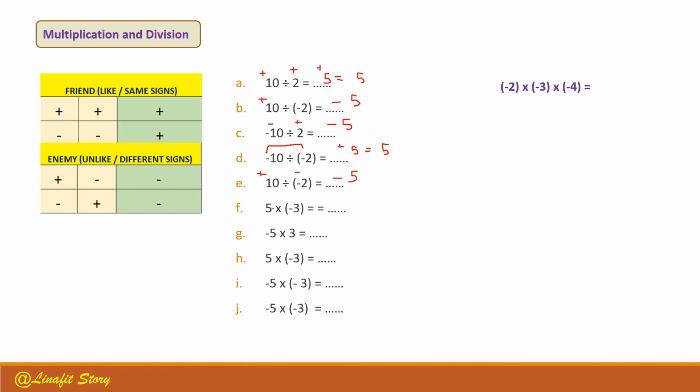Positive 5 times negative 3. You meet your enemy. Why? Because different sign. So the result is negative 15. Negative 5 times positive 3. So you meet your enemy. Why? Because different sign. So the result is negative 15.